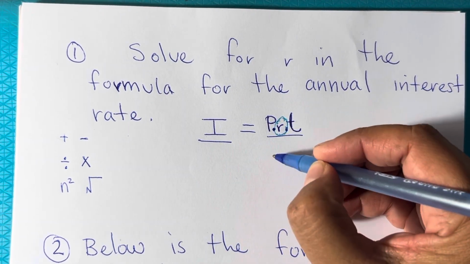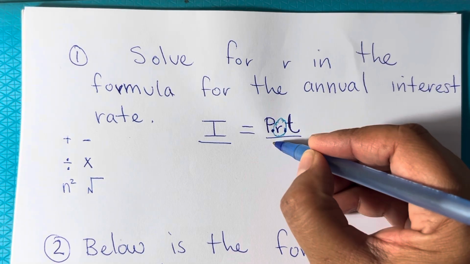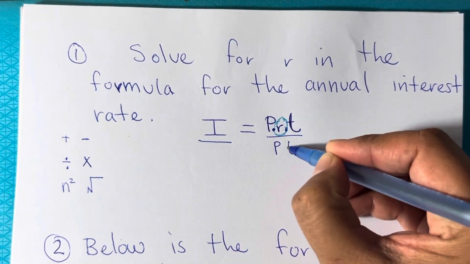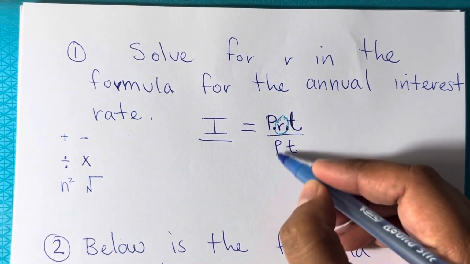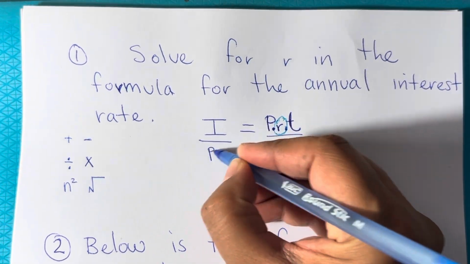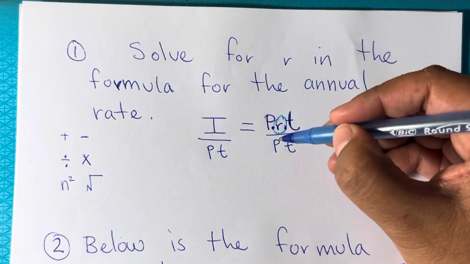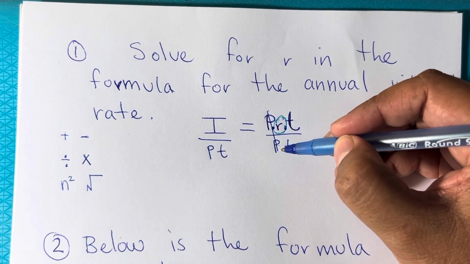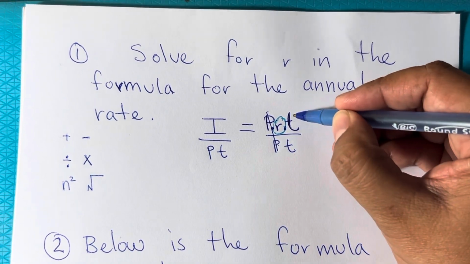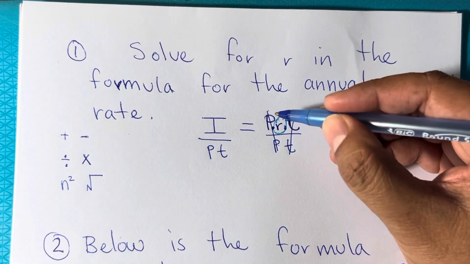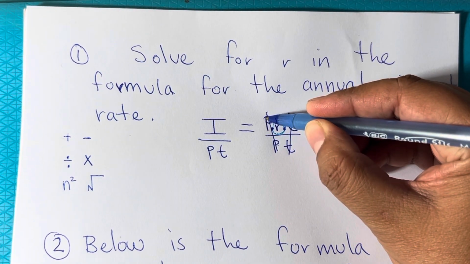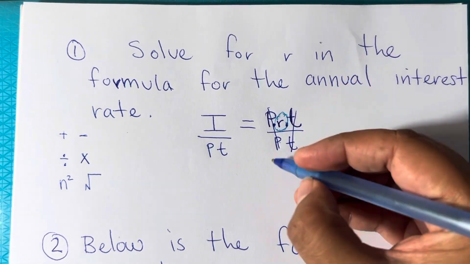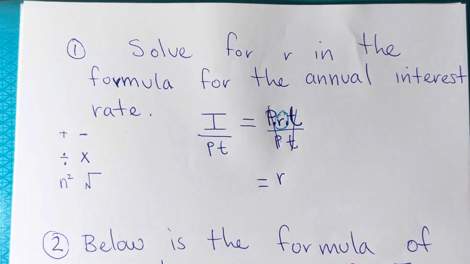So what we're going to cancel, and we can do it at once, is dividing by P and dividing by T at the same time. If we do it on one side, we have to do it on the other side. P divided by P, they cancel, because P divided by P is 1. And then T divided by T, it's 1. And 1 times 1 is 1. And 1 times R is R. So that's what it means when you cancel.